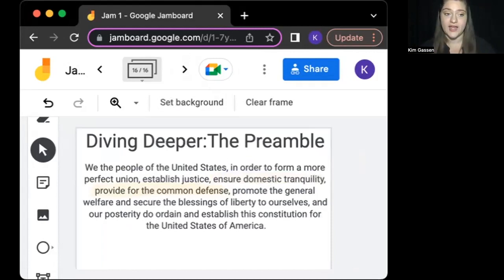Provide for the common defense. By this, they mean this is protecting the country from people or countries that want to hurt the US. They want to set up a way to keep the country safe from threats, making the military.